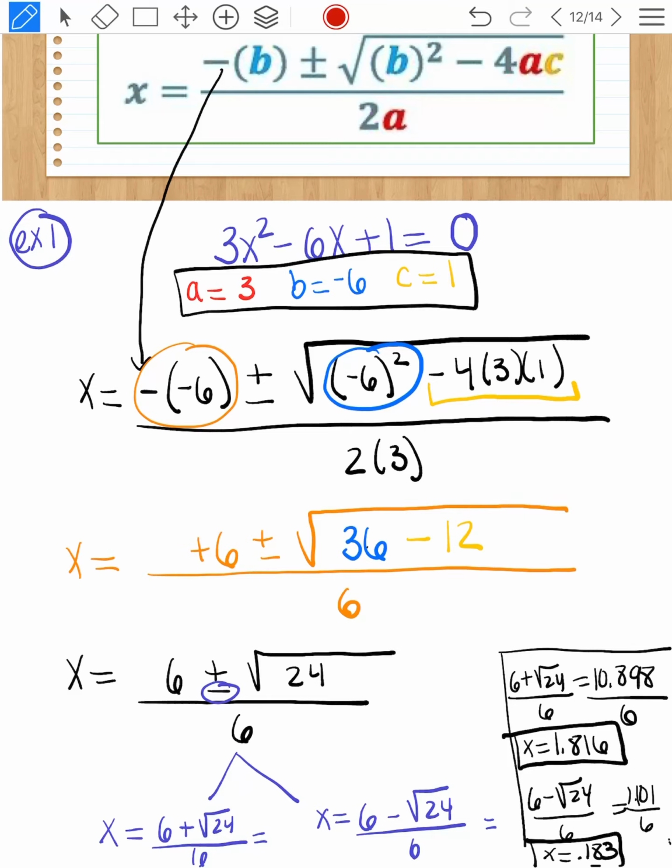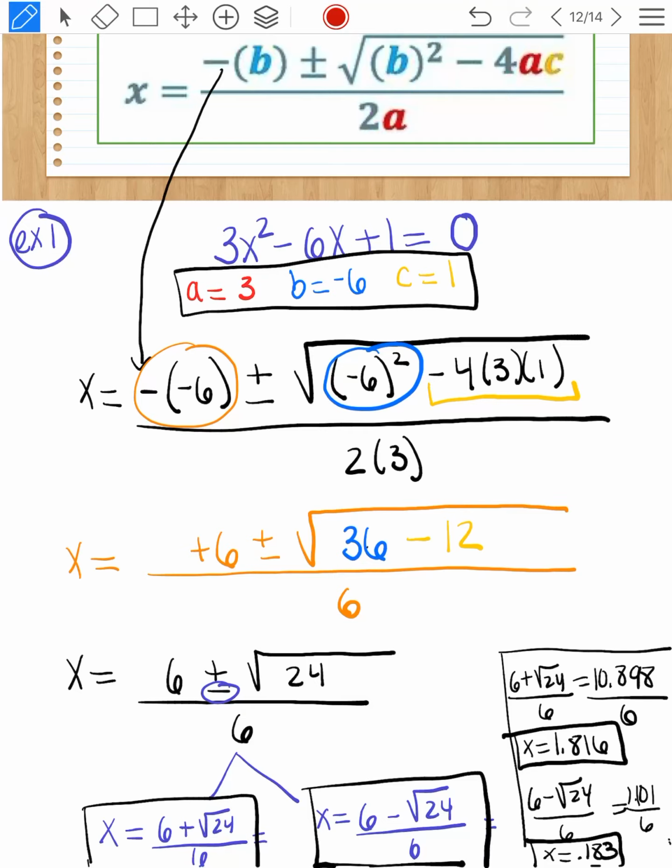So my two solutions to this problem are both real because my square root of 24 was positive, and they're both decimals, which happens because 24 is not a perfect square. So again, sometimes folks tend to leave them like so with the radical in their answer when it's not a perfect square. Or you can just get out your calculator, 6 plus root 24, hit enter, get your answer, divide by 6. 6 minus root 24, hit enter, divide your answer by 6. And we get our two solutions of x equals 1.816 and x equals 0.183.